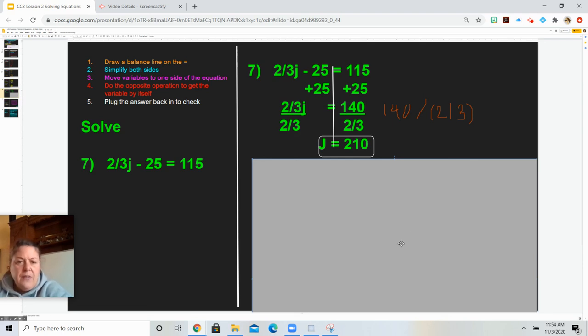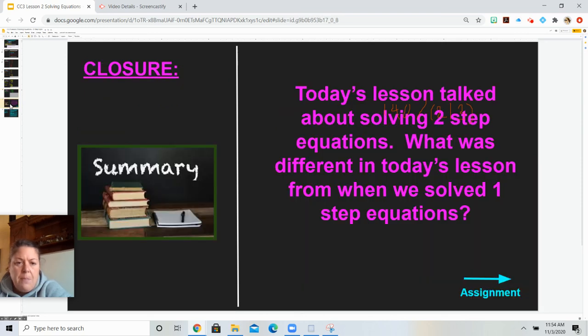So I know it's a lot of examples. We wanted to make sure that you had one kind of every type to look at and refer to as you're working on your assignment. And before you start your assignment for today's closure, I would like you to think about this. Today's lesson talked about solving two-step equations. What was different in today's lesson from what we did in the one-step equation lesson? So take a moment and write that down on your paper.